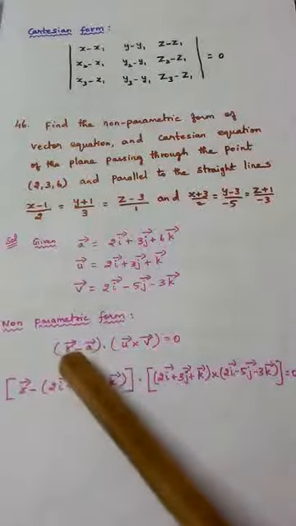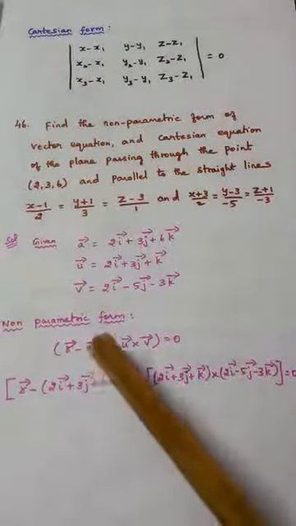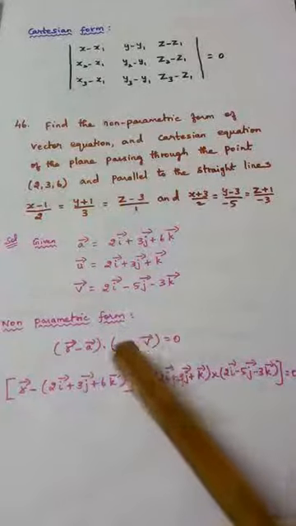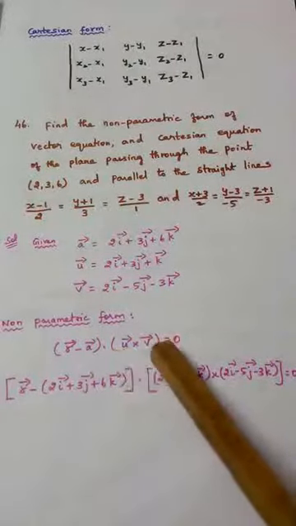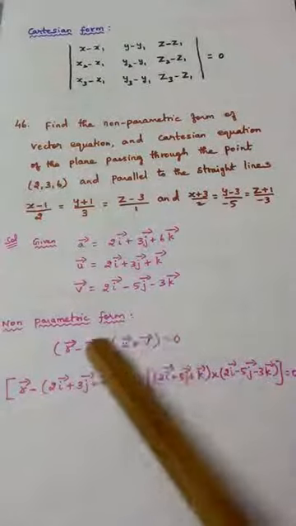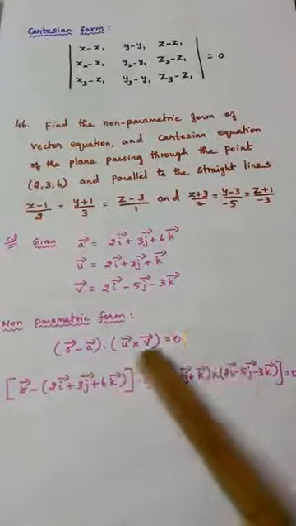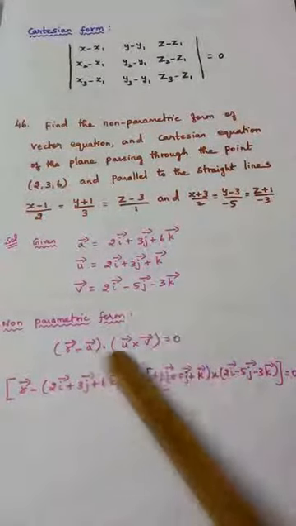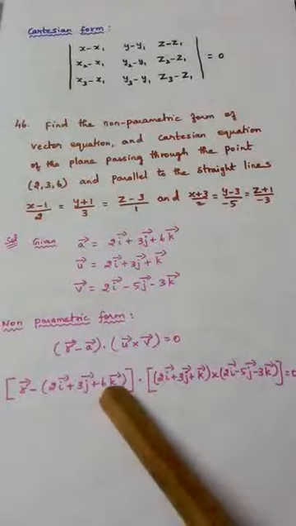What is the formula? (r minus a) dot (u cross v). a means point. u is the first parallel vector. v vector is the second parallel vector. Equal to 0. So this is the non-parametric equation. But after writing the formula, you just substitute, that's all.